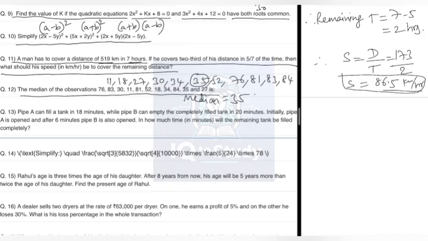Or simply we can use the formula median is equal to n plus 1 by 2, which is 11 plus 1 by 2, that is the 6th term, which is also 35.